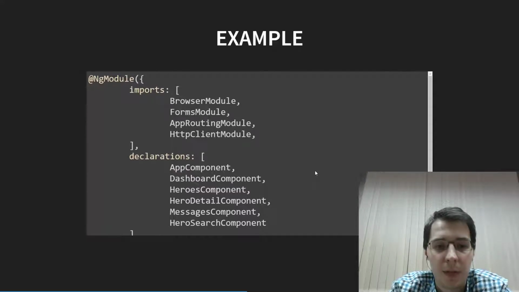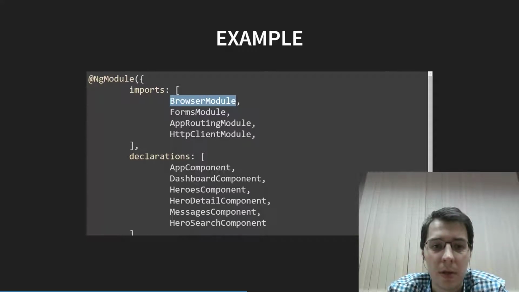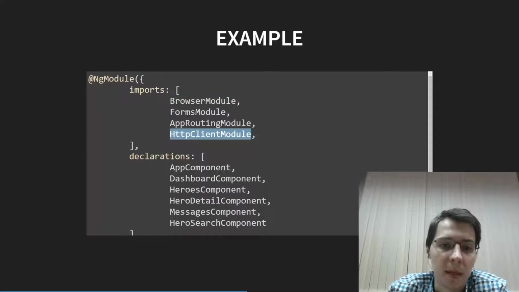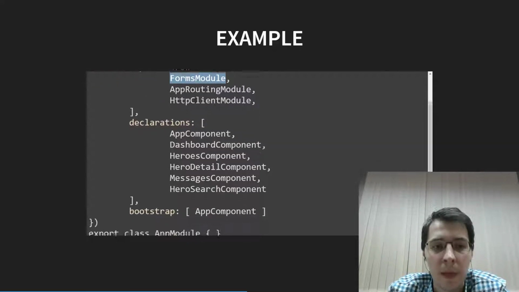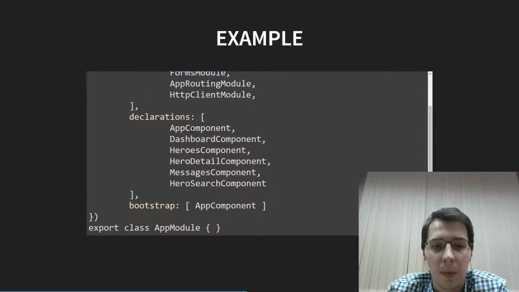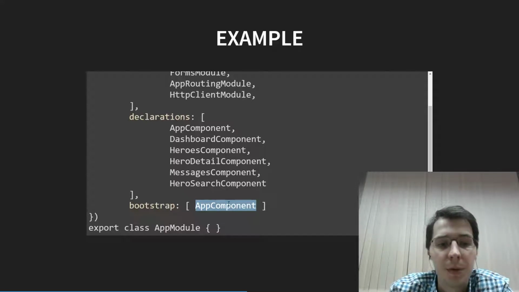This example was generated using a default example. So in this example we have some built-in modules like Browser and HttpClient, and some custom modules like the Forms module. Also we have some components, most of them custom components, and we specify that the initial component that we want to render during the bootstrap phase is AppComponent.